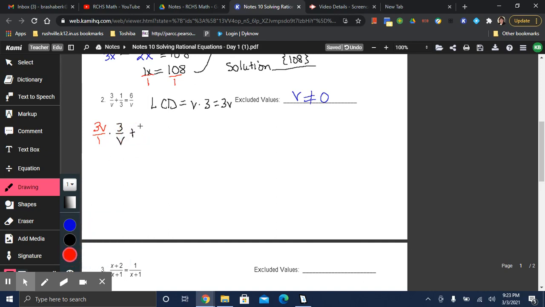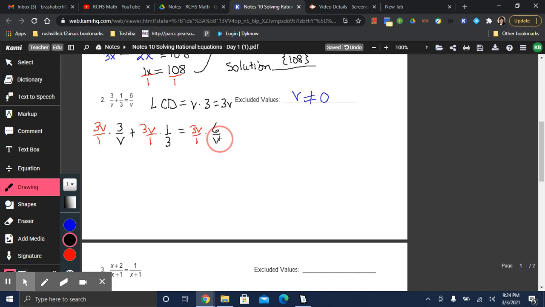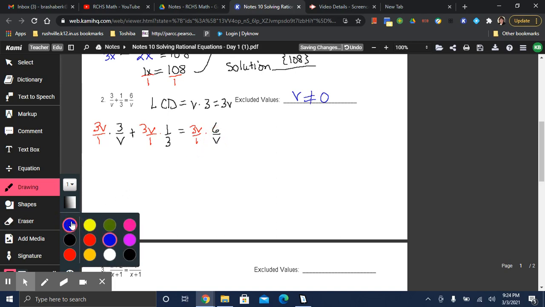Then I'll write my common denominator again, 3v over 1. Multiply that by my next term, which is the fraction 1/3. Then I have my equal sign, my common denominator of 3v. Again, I'll put it over 1 because I'm multiplying it by the fraction 6 over v. All right, so now I'm ready to simplify.